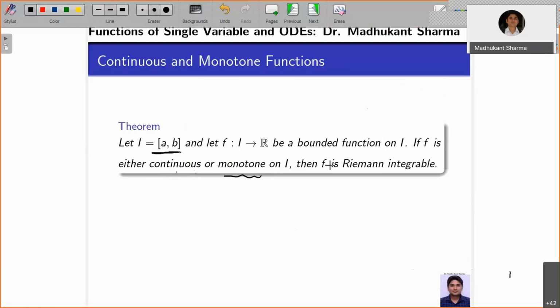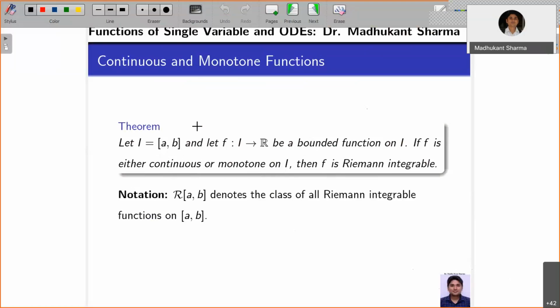But wherever a problem tells you to use the Riemann integrability criteria, you have to use it. You have to use the sequential criterion at least. We denote R[a, b] as the class of all Riemann integrable functions on a closed interval.